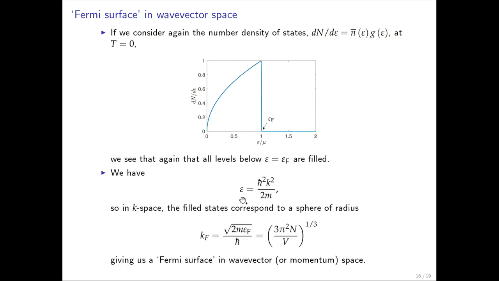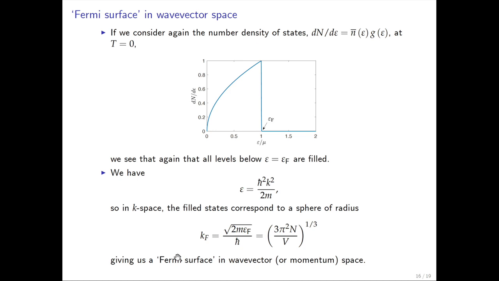Because we have this relation between energy and wave vector, we can see that the filled states correspond to a sphere. In energy we have this cutoff, but in wave vector space we fill all the states in a sphere up to some radius we call the Fermi wave vector, and of course it has this value. We've just solved this for k and plugged in the Fermi energy. The surface of this sphere is called the Fermi surface.